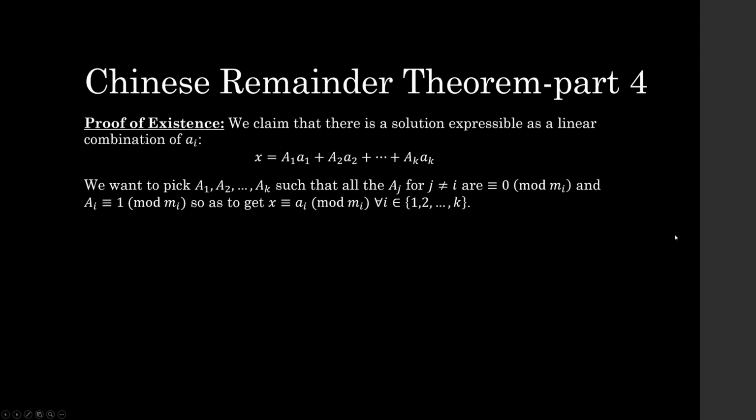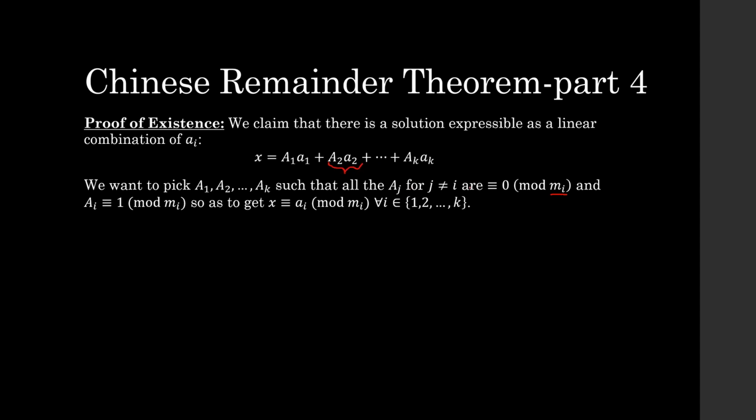One way we'd be able to pick those big A's is exactly analogous to looking back at the system of congruences and seeing what kind of behavior we want. So for it to work, we're going to need that for all big Aj, where j is not equal to i, they are congruent to 0 mod mi. The reason we want that is that, say I'm considering the second congruence in my system, so the one with m2.